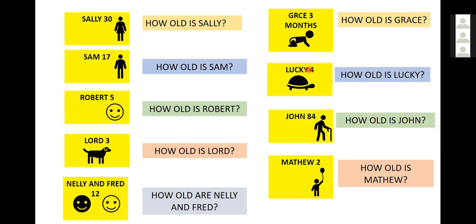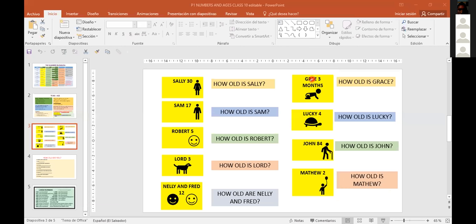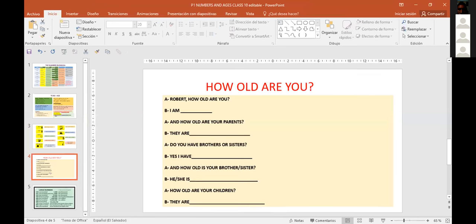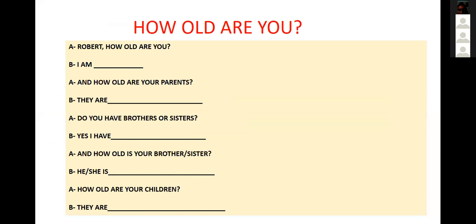You did a great job by saying the ages of these people and pets. So let me correct the name of the baby. And now let me go to the last slide that I have for you before finishing the class. Okay, so this is an exercise that we already did, right? Robert says, how old are you? Robert can say, I am 20 years old. And how old are your parents? Maybe they are 40 and 45 years old. Podemos contestar así, ¿verdad? Cuando me preguntan de dos, 40 and 45 years old, ¿verdad?